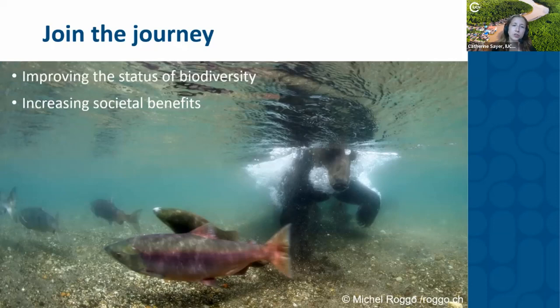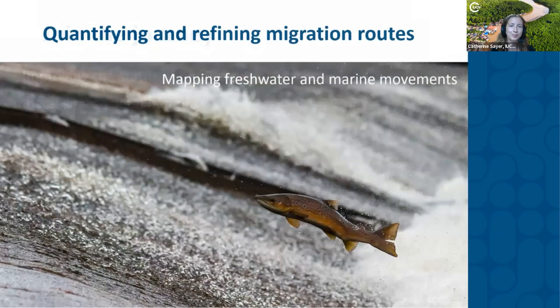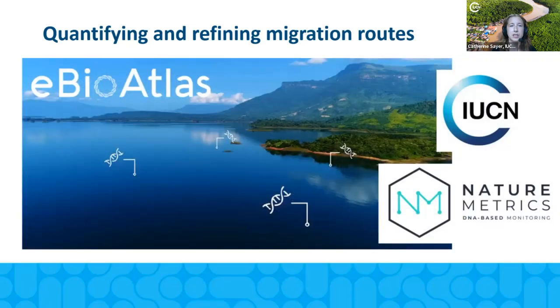Their identification will contribute to bending the curve for recent freshwater biodiversity declines and will support restoration of rivers and their floodplains for a range of societal benefits. So what are the next steps to achieve this? First of all, we need to quantify and refine the migration routes of freshwater fish species. Mapping the actual migration routes of fishes and the relative scale of migration will be critical and will require this information both within river basins and also for marine ranges for anadromous and catadromous species.